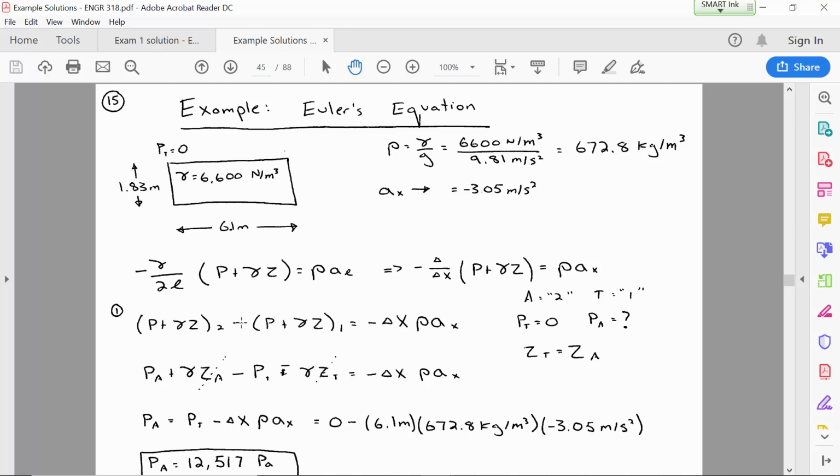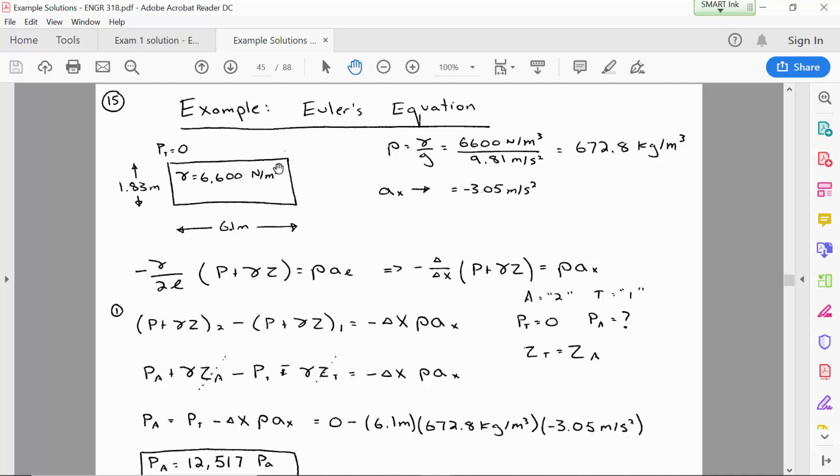And you'll notice that when we expand out Euler's equation, we're going to cancel out both of the z terms because we're on a horizontal plane. The 2 points of interest have the same elevation. So that term cancels out. And the other thing is that the pressure at this top edge is 0.